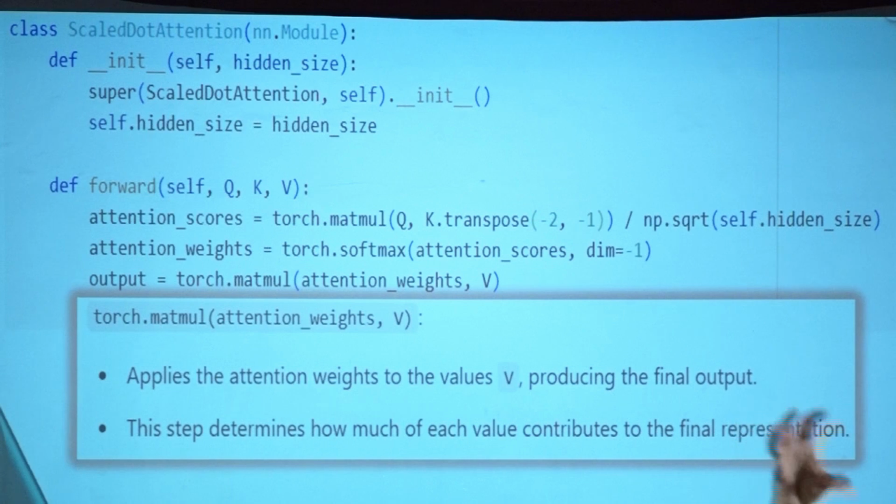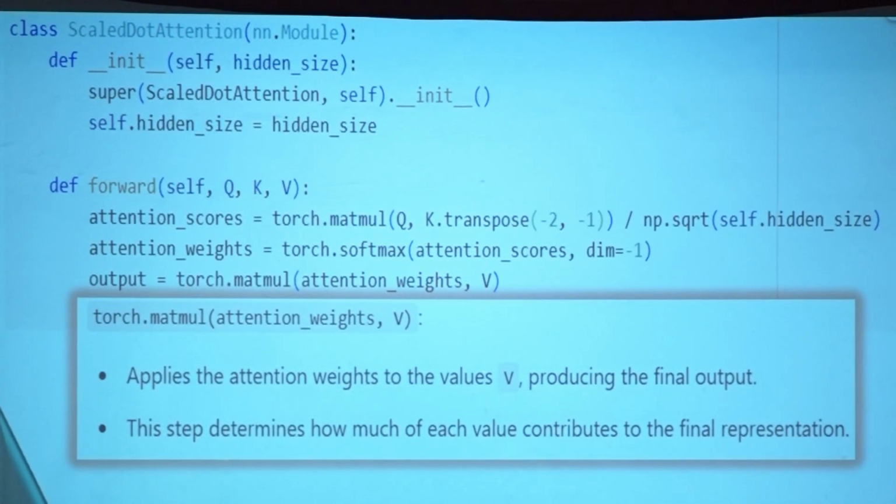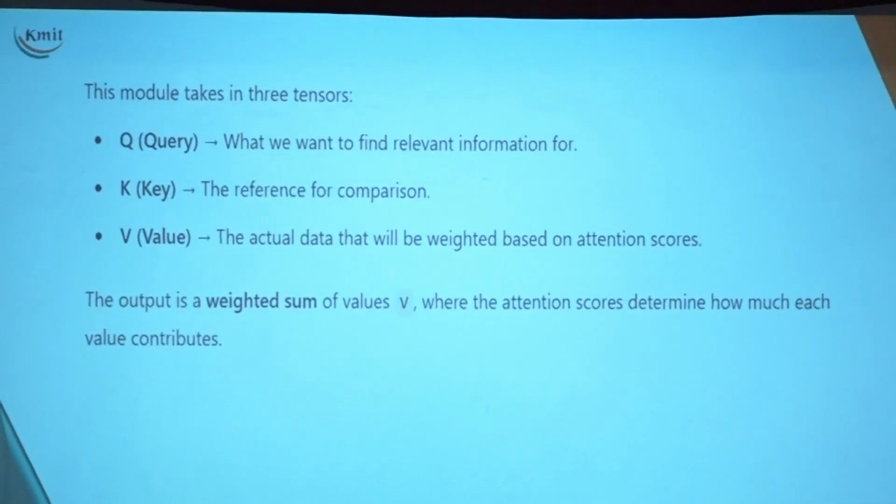Q into K divided by under root dk, an entire thing to be multiplied with value and passed through the softmax function, will give you a proper attention value there. Are you clear? Right. Yes.